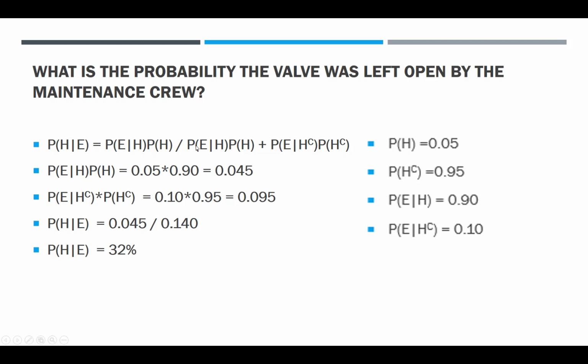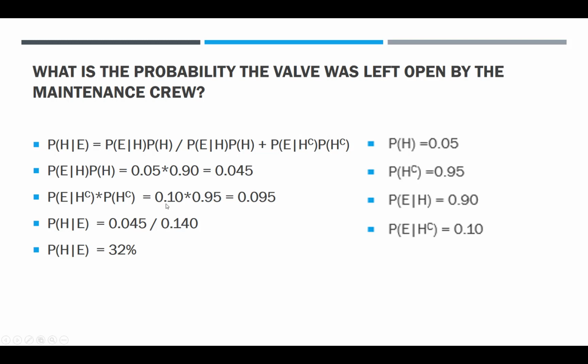If we look at the numerator, it's 0.05, the probability of H, times the probability of E given H. We just said that; I just copied and pasted it right here. So it's 0.05 times 0.9, and the numerator is 0.045. The denominator is going to be that same thing, exactly what was on top, so 0.045, and then plus this other thing right here.